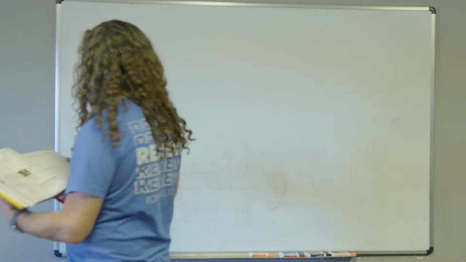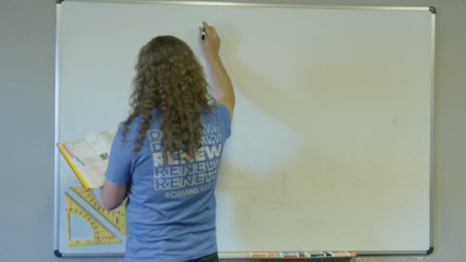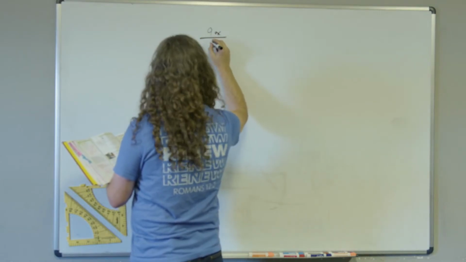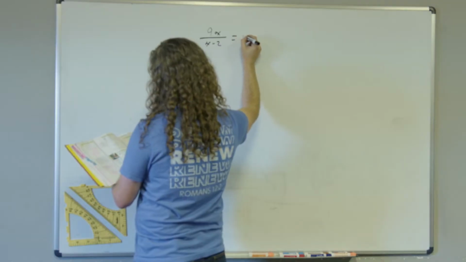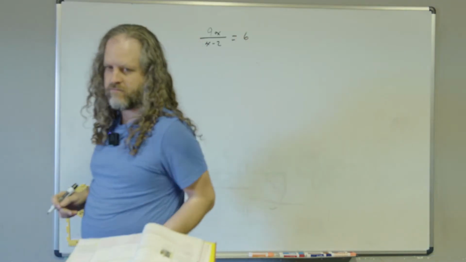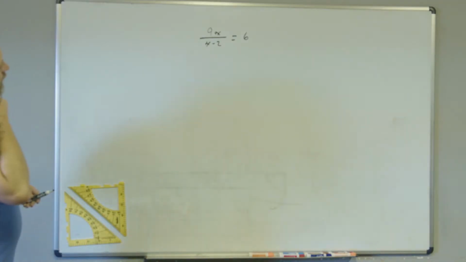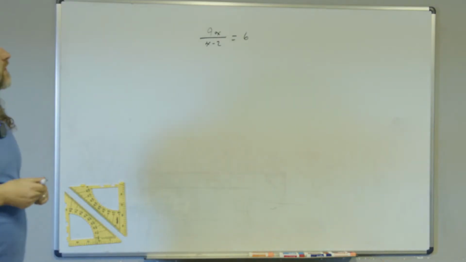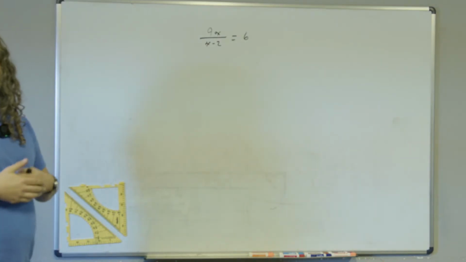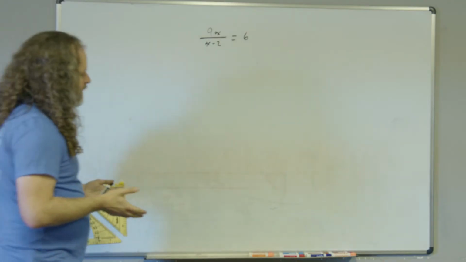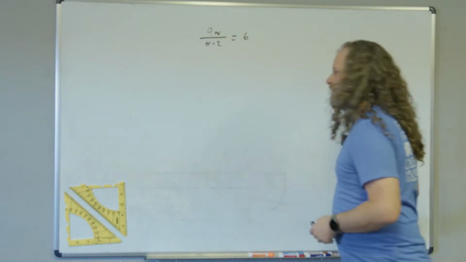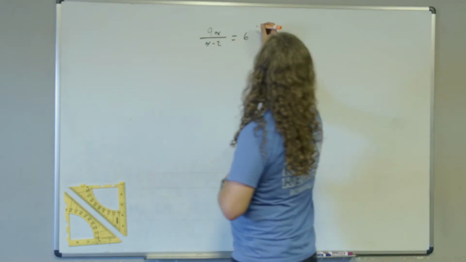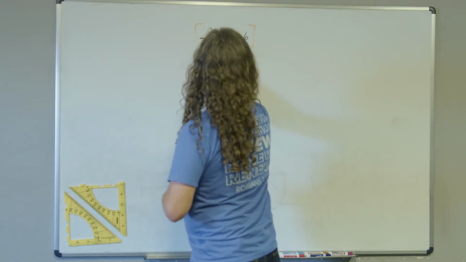We will start with this one. Solve for x, and the equation is 9x over x minus 2 equals 6. When we're solving a rational equation, an equation with letters in the denominator, our first step is always to get rid of the fractions. Just like if they were numbers, we multiply by the least common denominator. So what is the least common denominator in this chunk? x minus 2.